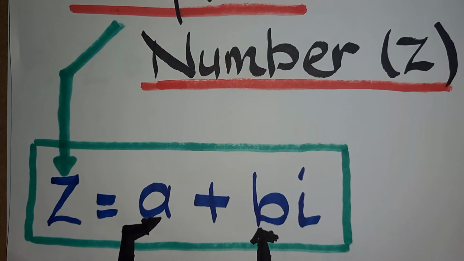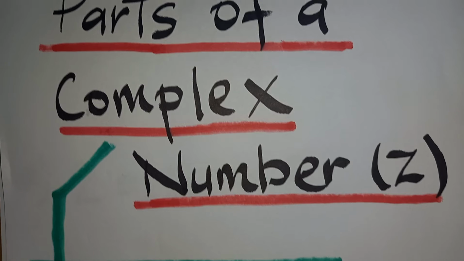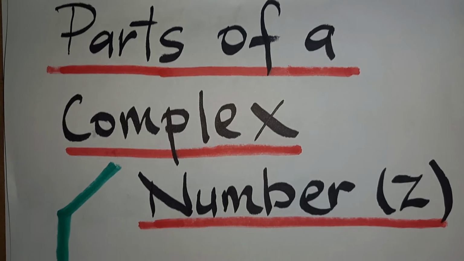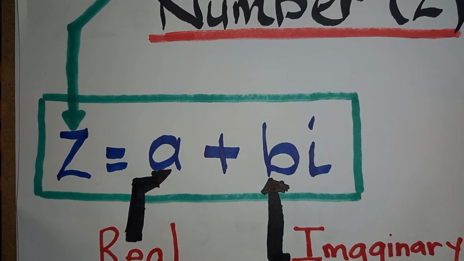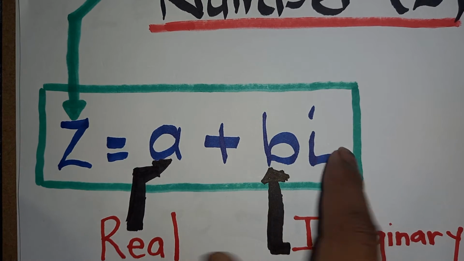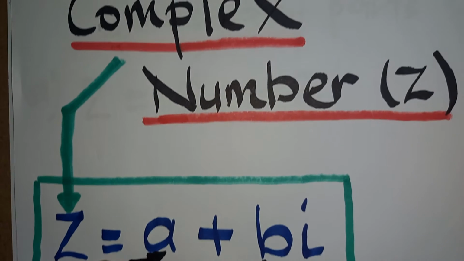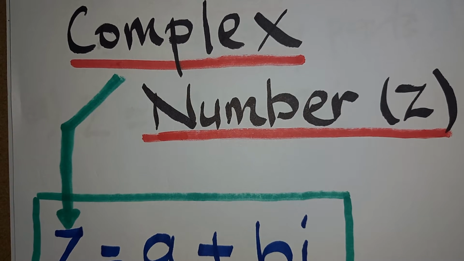Now in this video we are going to do some examples and we are going to identify the real and the imaginary part of that complex number. So just take note that this is the general form of a complex number z, and z is known as the complex number, right? Okay, let's do an example.